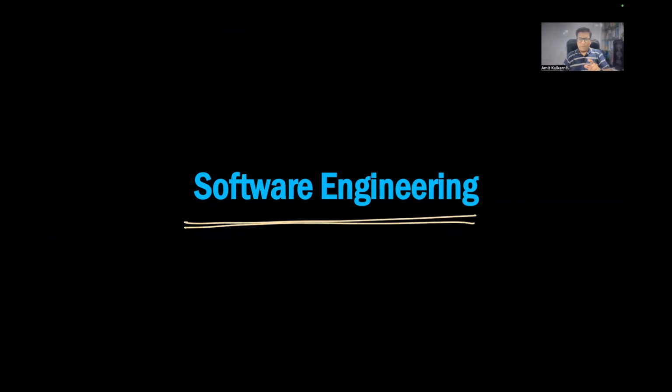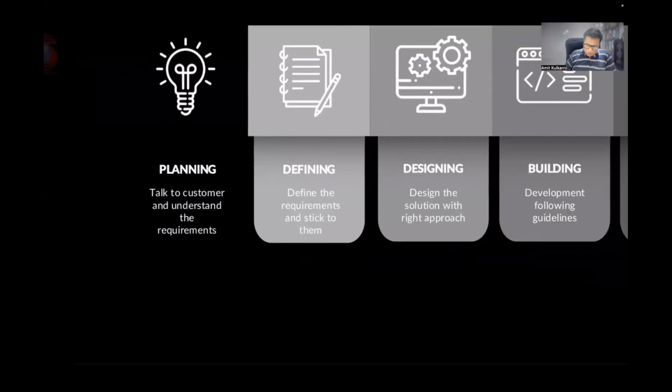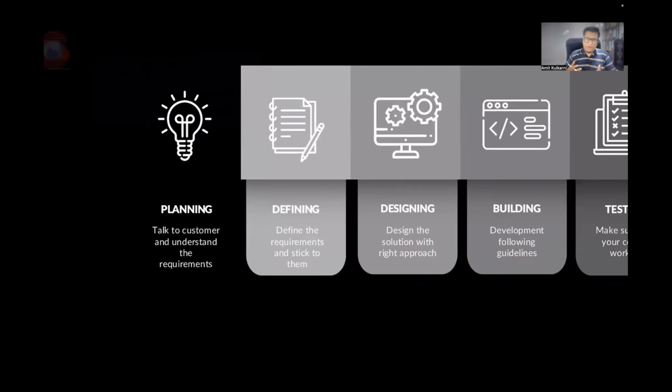Now we'll start talking about software engineering, and we'll quickly go through something called the software development life cycle. You must have heard about it. It's called SDLC. It is the way you develop an application from end to end, from scratch, from nothing to deploying that application in the real world. You start with planning. Planning is the first stage.